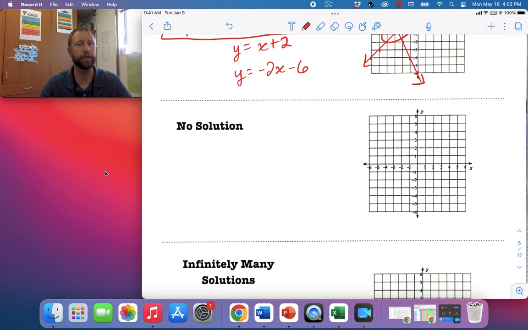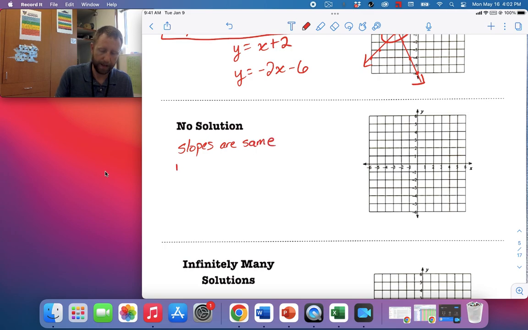Now for no solution, think about what that would mean. If one solution means they intersect one time, what's no solution? It means they don't intersect at all, okay? Those are the parallel lines. How do we get parallel lines? That's when the slopes are the same and the y-intercepts are different. So the starting points are different, okay? But the slopes have to be the same.